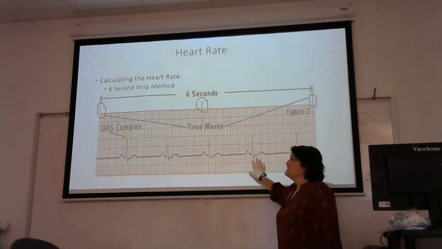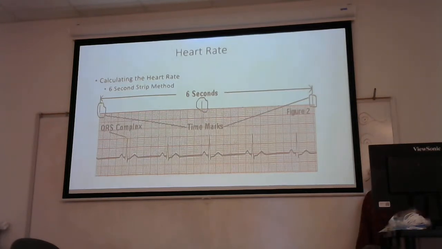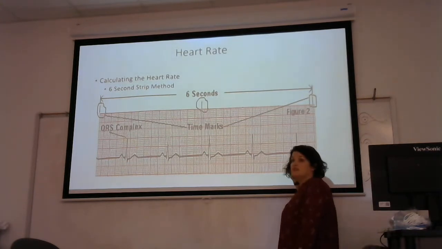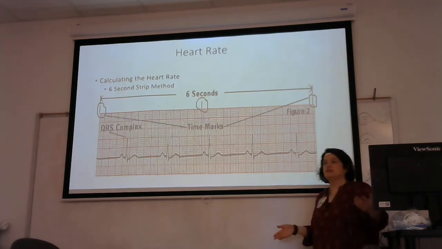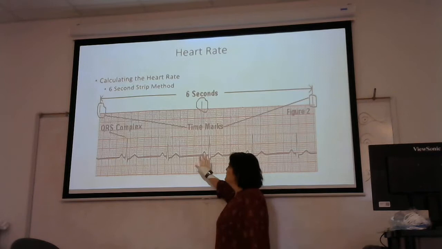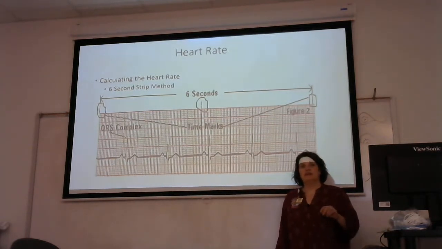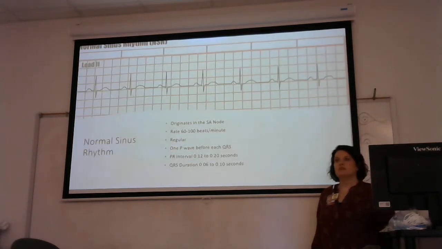So it's 6-second strips. To find a heart rate using the 6-second method, what you're gonna do is count the number of complete QRSs in that 6 seconds. So how many complete QRSs do I have right here? Five. Is everybody good with that? Does everybody see it? Complete, so meaning it has the QRS. So 1, 2, 3, 4, 5, okay? 5 times 10 is what? My rate's 50. Let's try it again. Any questions like that?